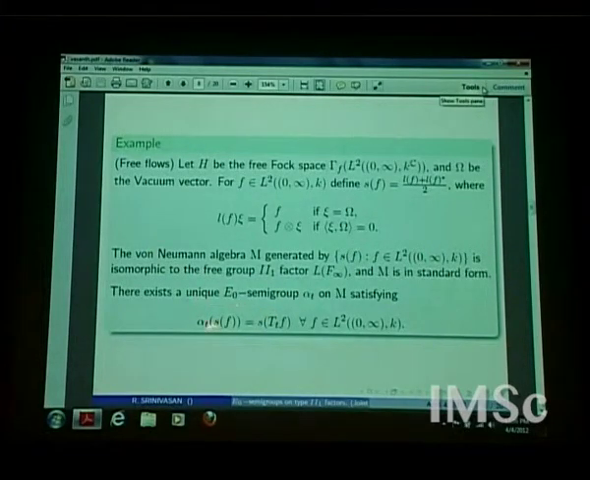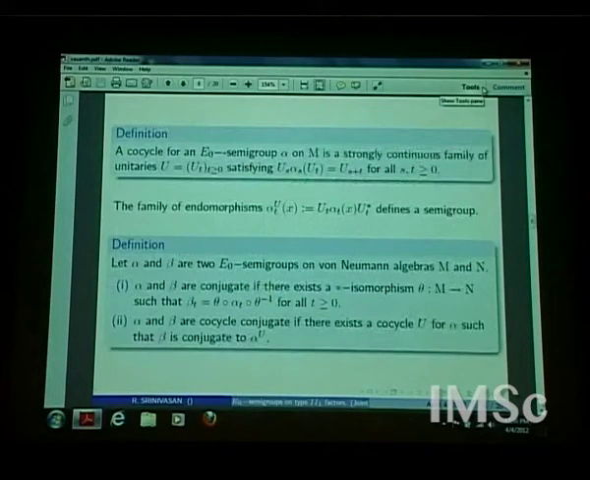We can again define, in a similar way, an E0 semigroup α_t of S(f) as S(T_t f) for all f. It is defined on the generators and it will extend to an E0 semigroup on the full M. Okay, so now I have defined E0 semigroups. I have given two families of examples, and there are many more families actually.